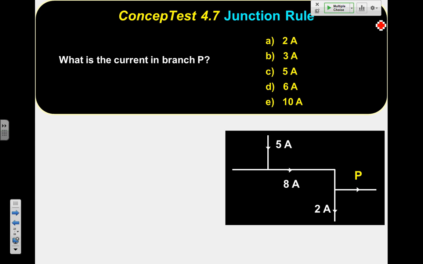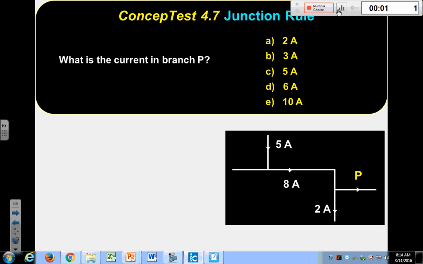Okay, what is the current through branch P? 2, 3, 5, 6, or 10. Branch P is right here.